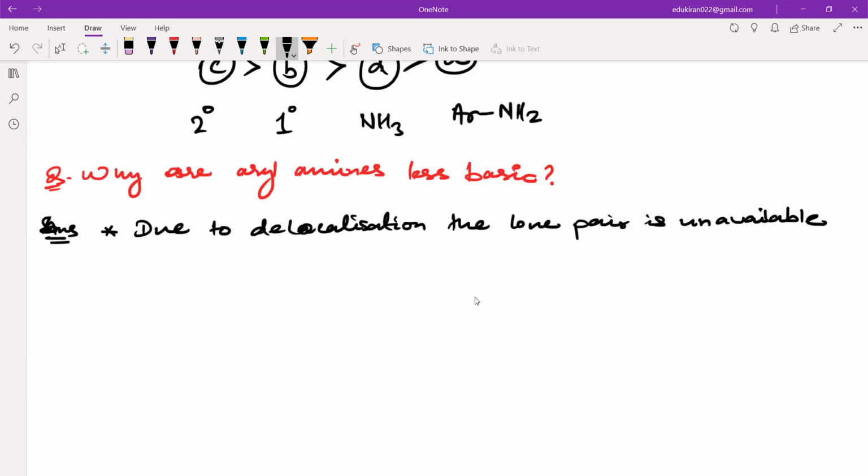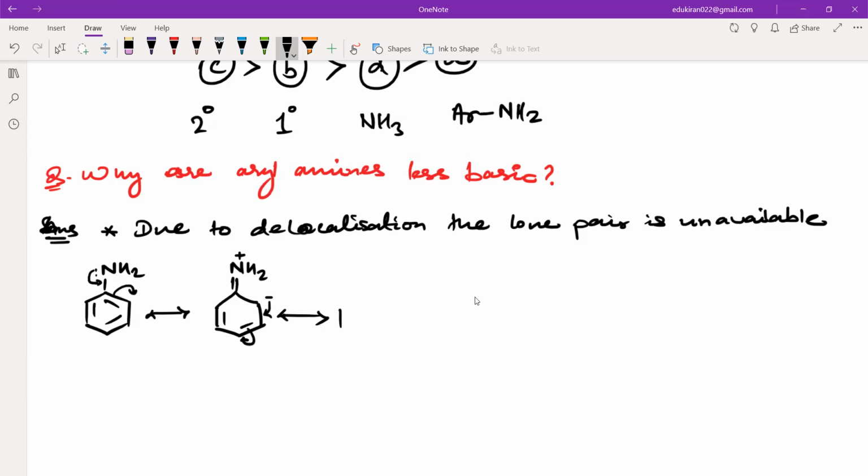If it is a 1 mark or 2 mark question, and if you have time, then you will draw the resonating structures for the amine. You will have nitrogen NH2 with a positive charge, and you'll have a negative sign here. These bonds will be intact. Further, this will move again, and you are going to get NH2 with a double bond here, a negative charge here, and a positive sign on the nitrogen.